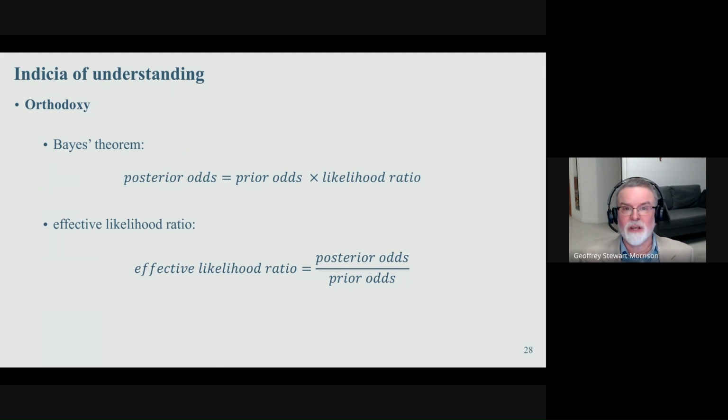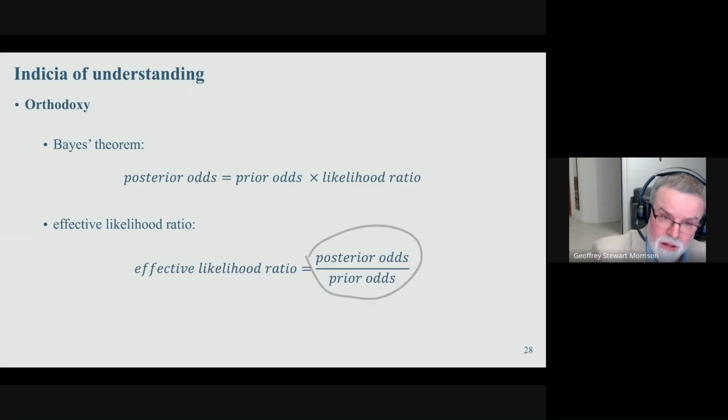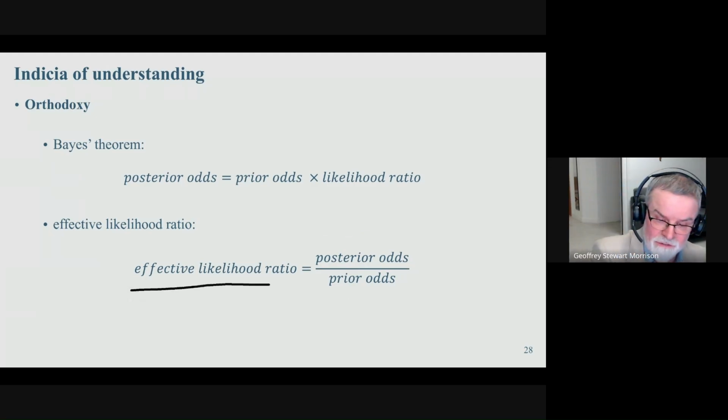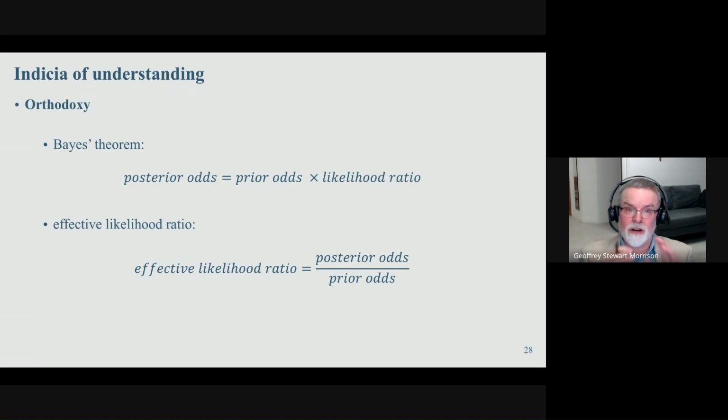So in our experiment, we elicit the participants' prior odds before we present the likelihood ratio, and we elicit their posterior odds after we've presented the likelihood ratio. Then we divide the posterior odds by the prior odds, and we end up with their effective likelihood ratio. And then we can compare their effective likelihood ratio with the presented likelihood ratio. If their effective likelihood ratio equals or is very close to the presented likelihood ratio, then their responses were orthodox.